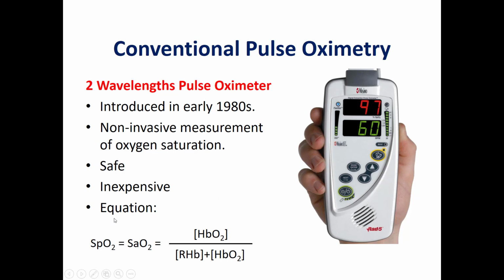What we measure using this pulse oximeter is what's called the SpO2. It's the percentage of oxygenated hemoglobin, oxyhemoglobin, divided by the total hemoglobin and multiplied by 100%.